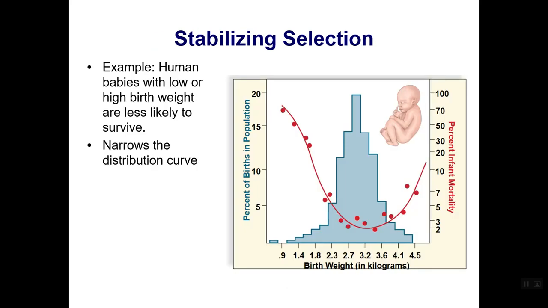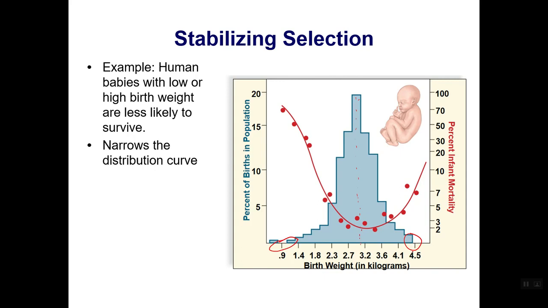Another example is human birth weight. So most babies that are born are going to be born at around, if we were to have a line drawn down, let's say around 3 kilograms. So that's around 7 point something pounds. So relatively few babies are born on this end of the spectrum. Relatively few babies are born on this end of the spectrum.